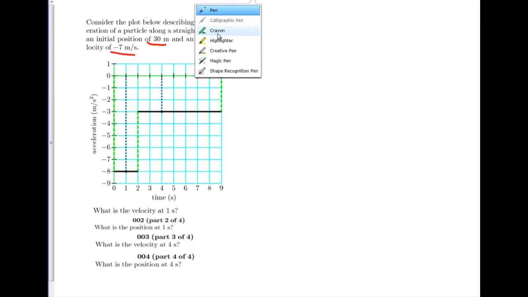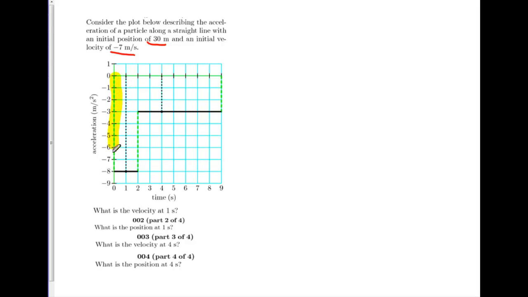The first one is, what is the velocity at 1 second? A couple things you want to note here. Your initial position is going to be 30 and your initial velocity is going to be -7. So how do you find your velocity at 1 second? First thing you want to do, I'll go ahead and shade this in, is find out how much area is under your curve of your velocity versus time graph between 0 and 1. So all I'm going to have to do is figure out what this area is right in here.